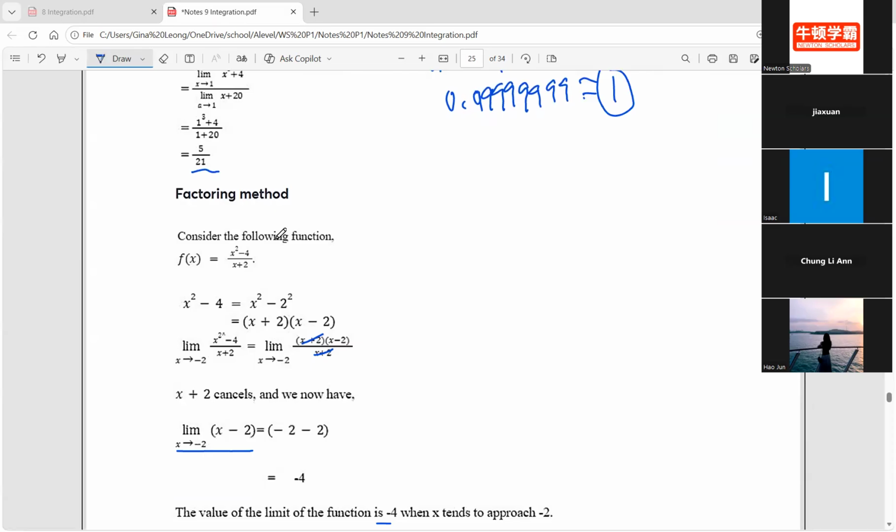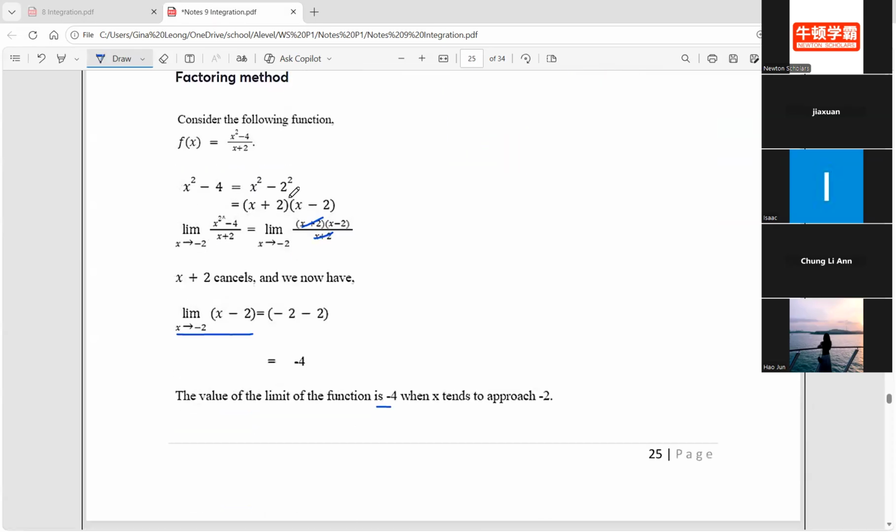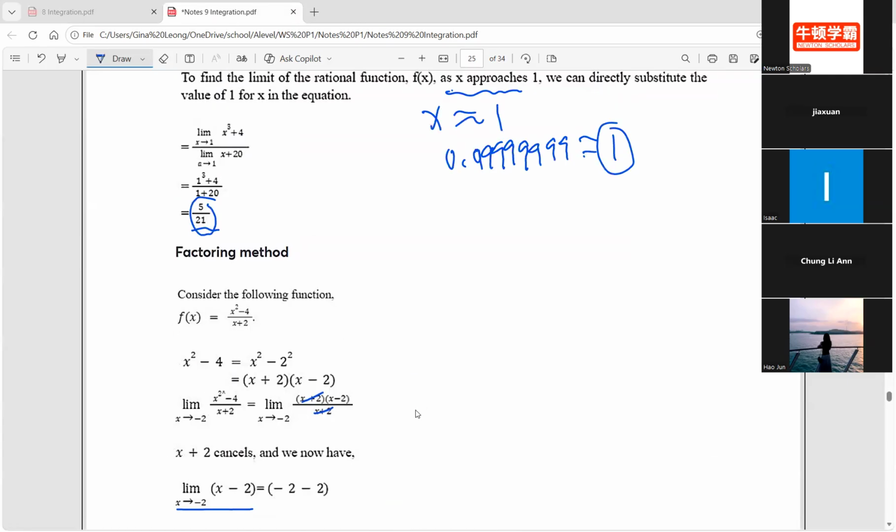Sometimes we cannot straight away replace the 1 into the equation. We have to simplify it, simplify until the equation cannot simplify anymore. Then only we can replace the x value inside the equation, so that I can get the limit for the function, the value of the limit for the function. All these values, the -1, -4, 5/21, we call them finite values. Finite value means that you have a value over there.